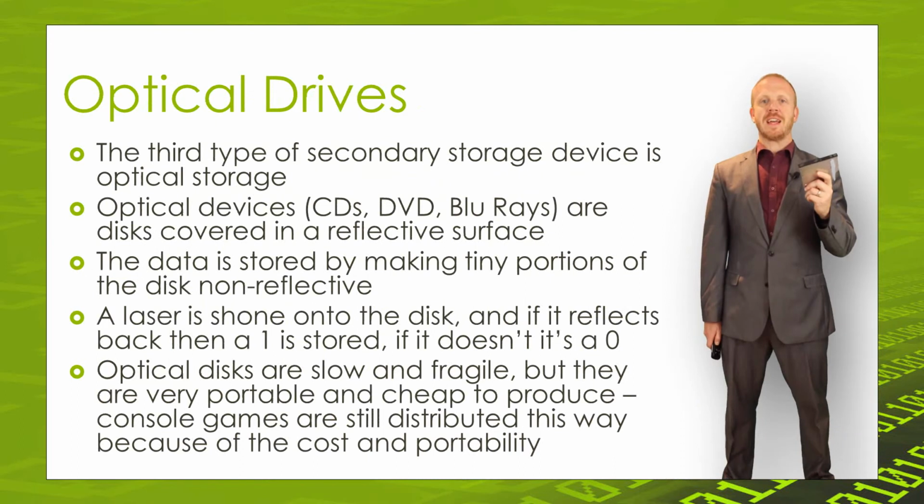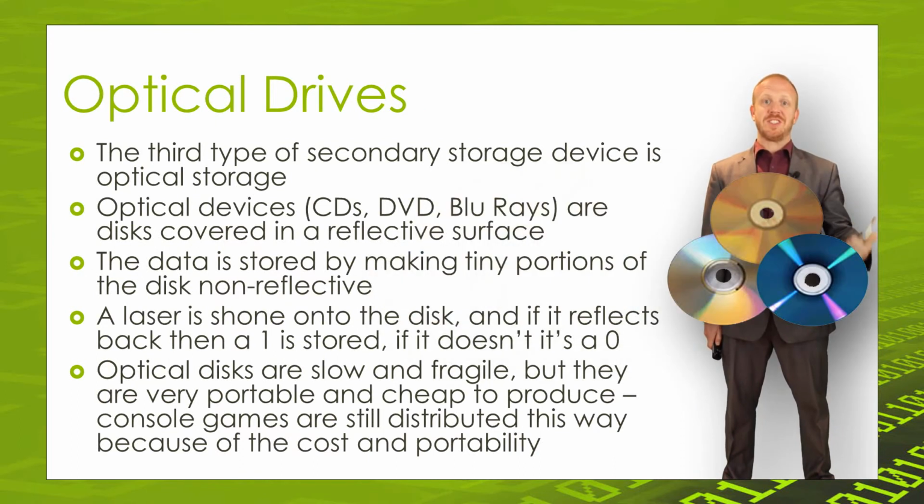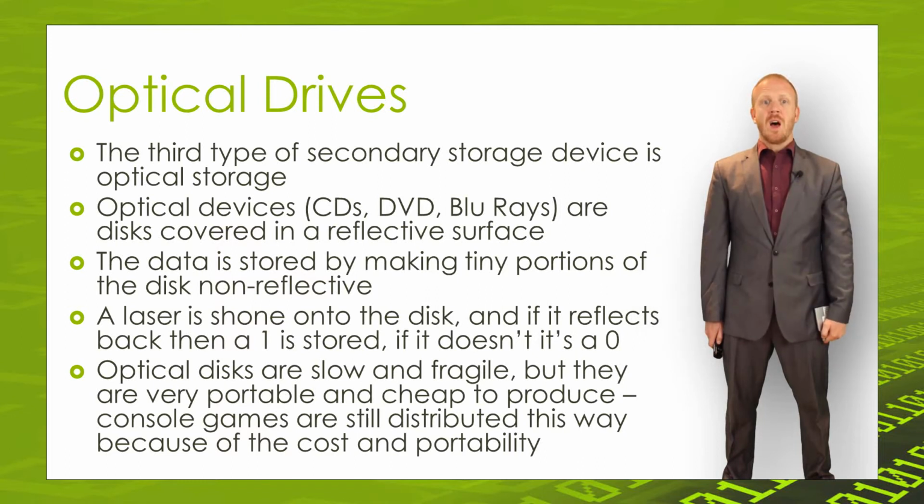The third type of secondary storage device is optical storage. Optical devices, such as CDs, DVDs and Blu-rays, are discs covered in a reflective surface. The data is stored by making tiny portions of the disc non-reflective. A laser is shone onto the disc, and if it reflects back, then a 1 is stored. If it doesn't, it's a 0. Optical discs are slow and a little fragile, but they are still very portable and incredibly cheap to produce. Console games are still distributed this way because of their cost and portability.